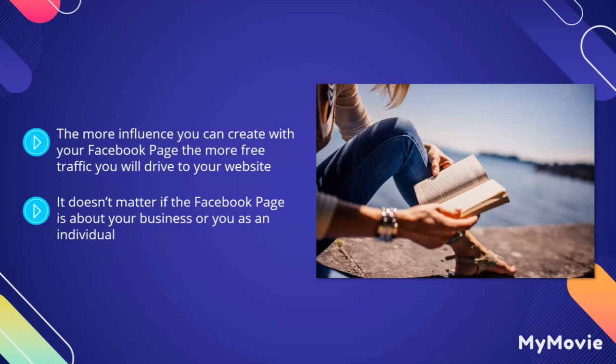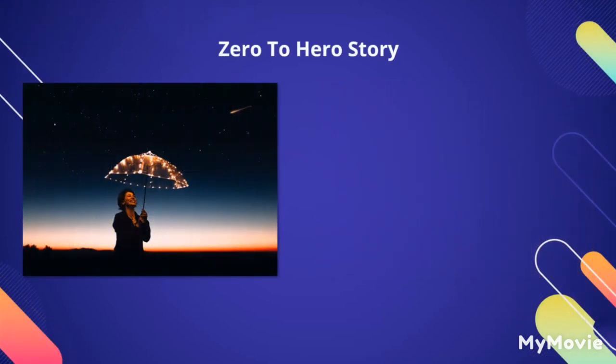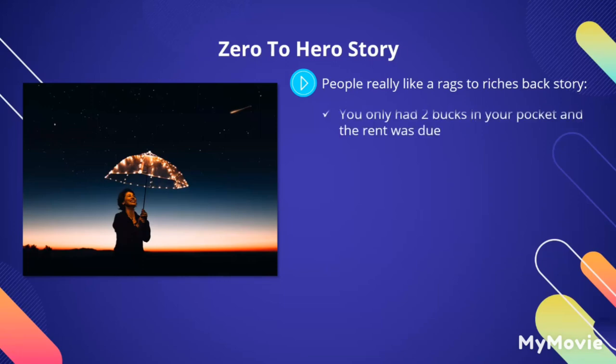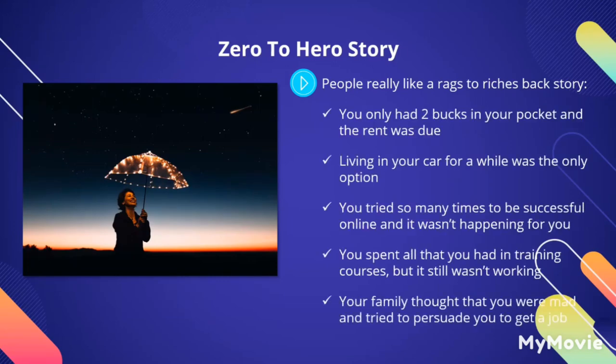When you are coming up with ideas for your personal story, have the zero to hero approach uppermost in your mind. Zero to hero story. People really like a rags to riches backstory. You only had $2 in your pocket and the rent was due. Living in your car for a while was the only option. You tried so many times to be successful online and it wasn't happening for you. You spent all you had in training courses, but it still wasn't working. Your family thought that you were mad and tried to persuade you to get a job. You get the idea, right?